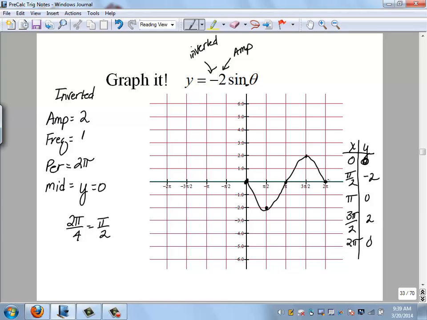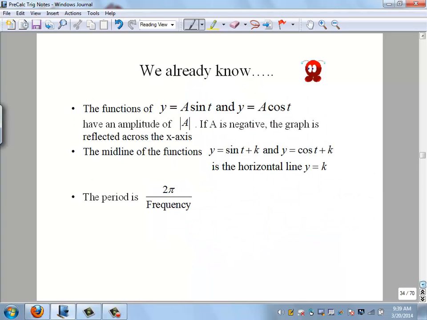That's why it's a negative sign. So if I repeat my pattern, it kind of looks like that. Well, congratulations, we just graphed a few without a graphing calculator, and we will practice this in class.